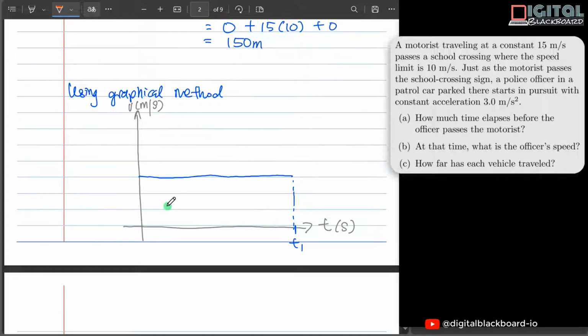For the police officer, it is constant acceleration starting from rest, so it looks like this. And this is the time t1 when they meet again. The final speed or velocity obtained by the police officer when they meet again, we call it v1. v1 refers to the final speed of the police officer.